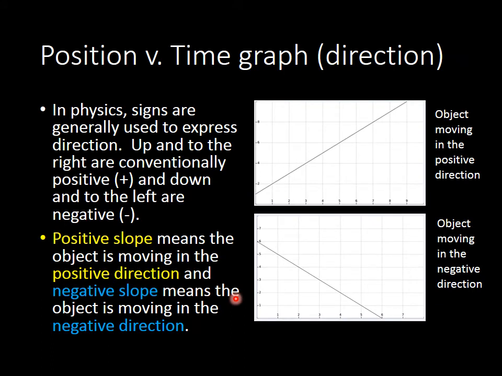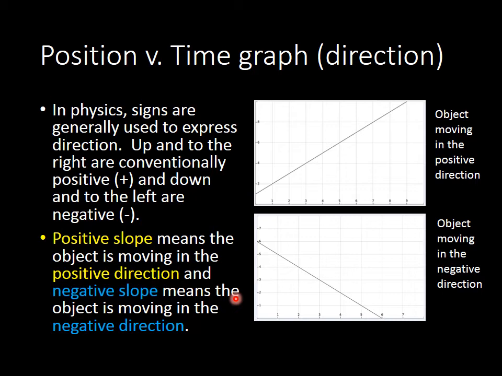Now, remember that in physics, signs are generally used to express direction. So if you see -8 meters, that doesn't mean that we measured out something in negative space. What we've actually done is we've said that from whatever origin point that we established, we are 8 meters to the left or down from that.